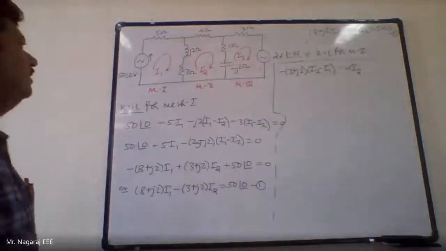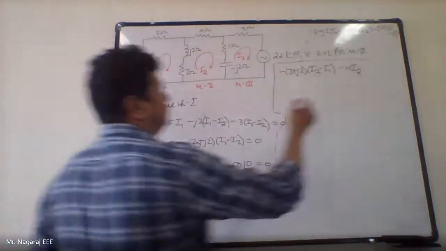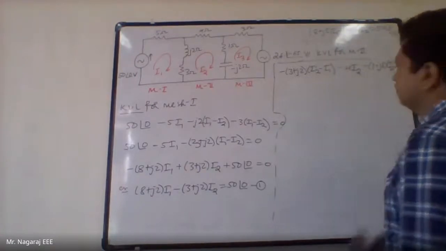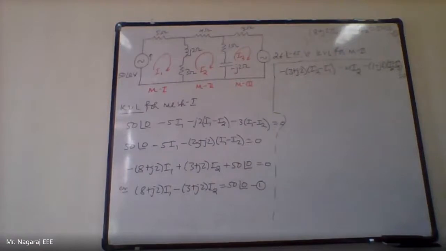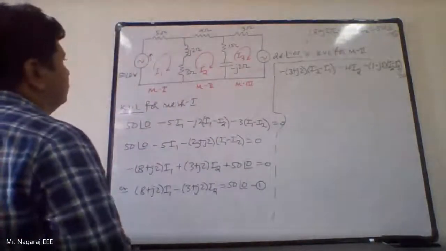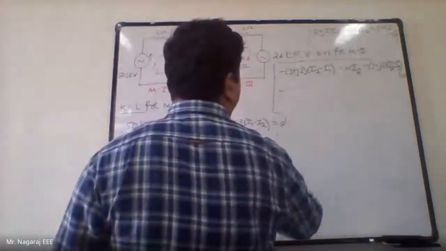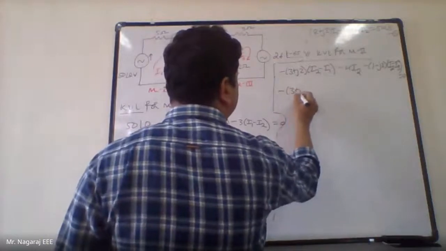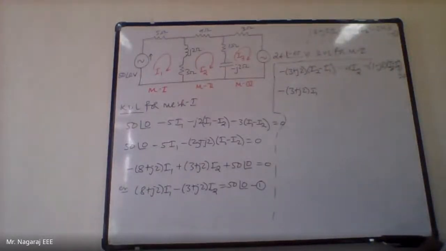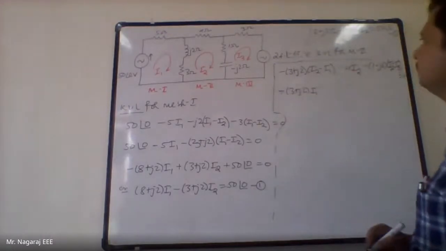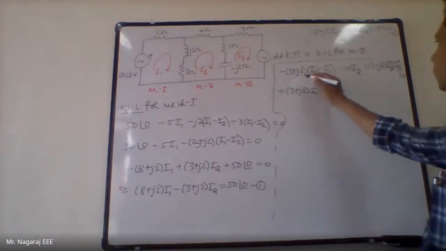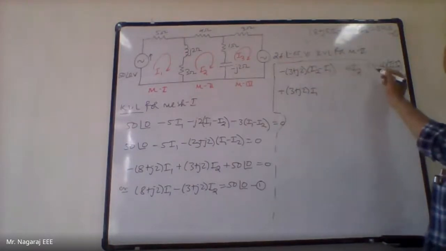minus 4 I2, then here 1 minus j2, minus of (1 minus j2) into (I2 minus I3) is equal to 0. So after simplification, what I will get is minus (3 plus j2) I1 plus (3 plus j2) I1 minus (3 plus j2) I2 minus 4 I2 minus (1 minus j2) I2.